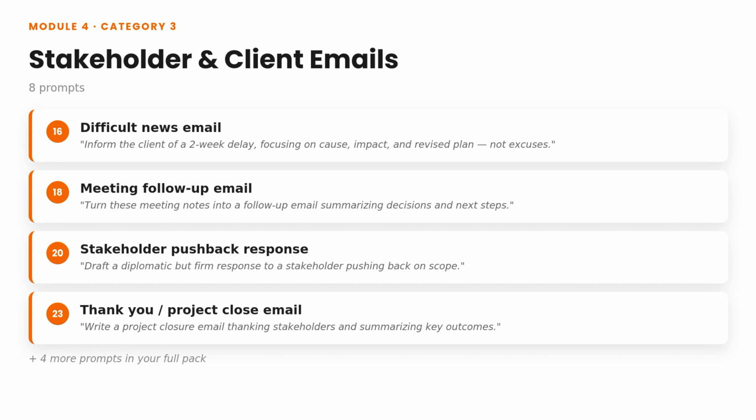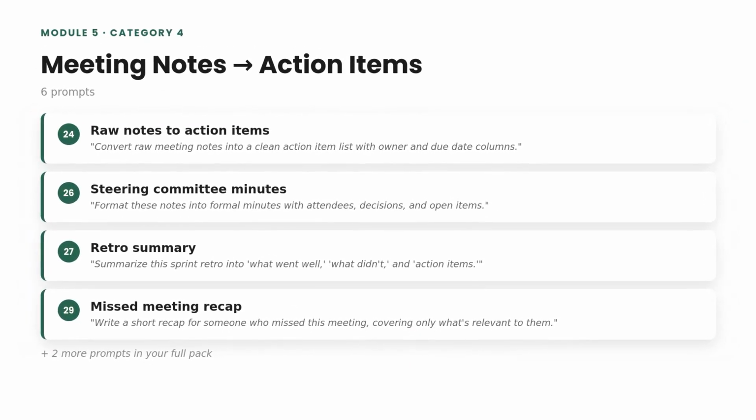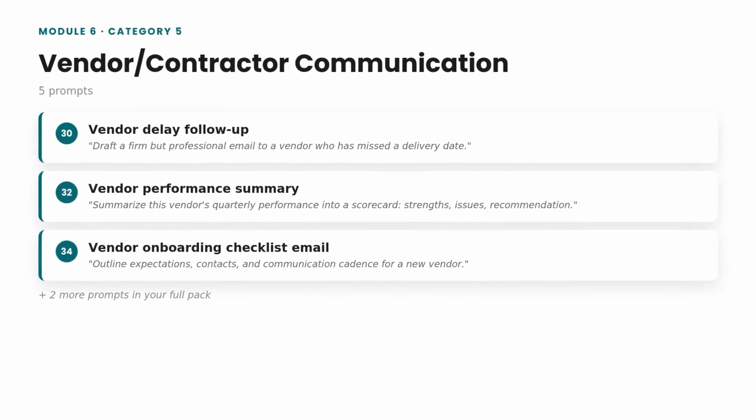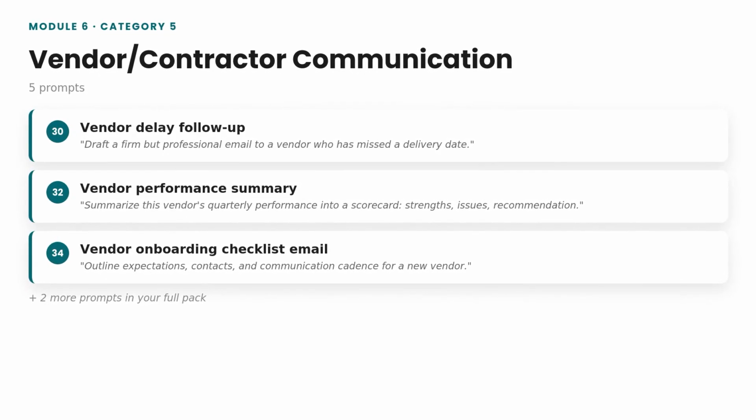Category 4. Meeting notes to action items. If you take nothing else from this course, take this. Convert your notes to action items immediately after the meeting, while it's fresh. 6 prompts turn that into a 60-second task. Category 5. Vendor and contractor communication. 5 prompts to keep your paper trail professional, even when you're frustrated with a delay.